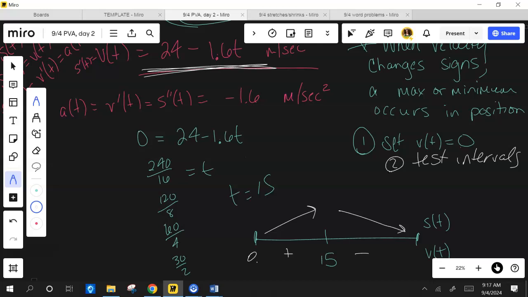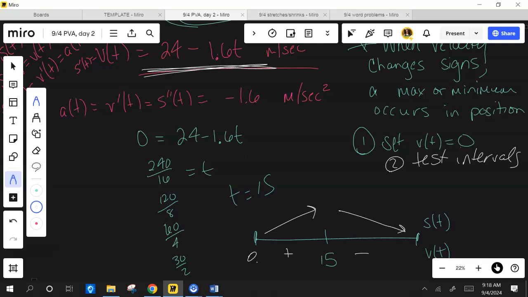So where is my maximum occurring? At 15. What is the maximum? No, that's the time it happens. At 15 seconds, what am I doing? I'm a lunar rock. At 15 seconds, my rock reaches the highest point. What is that highest point?